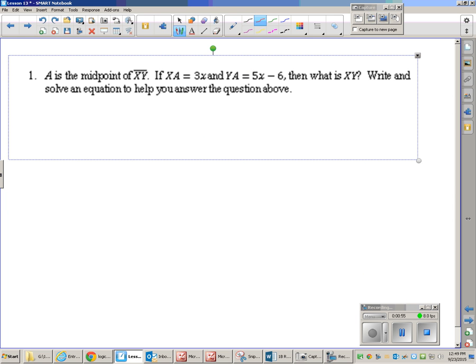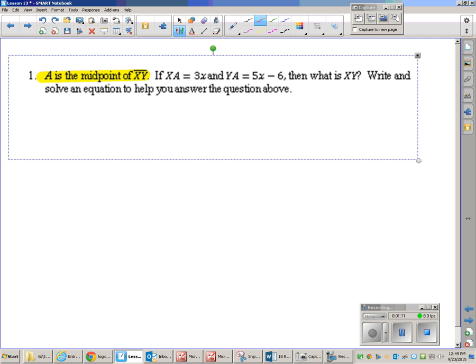All right, on this first example, we would like you to take notes from this video onto your paper so that you have them to refer to. As I read this problem, there's different things that they're telling us, and I will highlight as I go. The first thing they tell me is that A is the midpoint of segment XY.